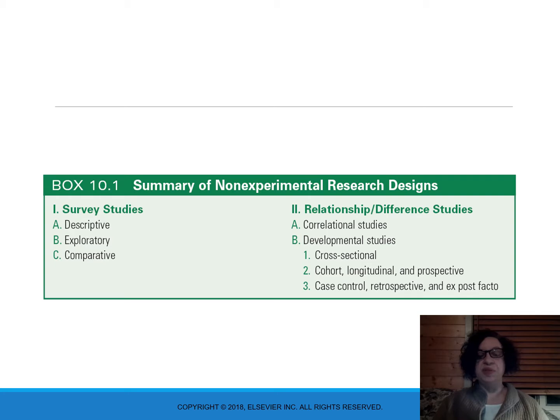Here's a text from your book that summarizes the non-experimental research designs. When we say non-experimental, it means really no experimenting, just looking at the situation. So this can be survey studies, which are descriptive, exploratory, comparative, relationship slash difference studies. They can have correlational studies that we'll talk about later on, and developmental studies. These types of studies are cross-sectional, cohort, longitudinal, and prospective. They're also case-controlled, retrospective, and my favorite, ex post facto. We will be discussing that. I can hardly wait.